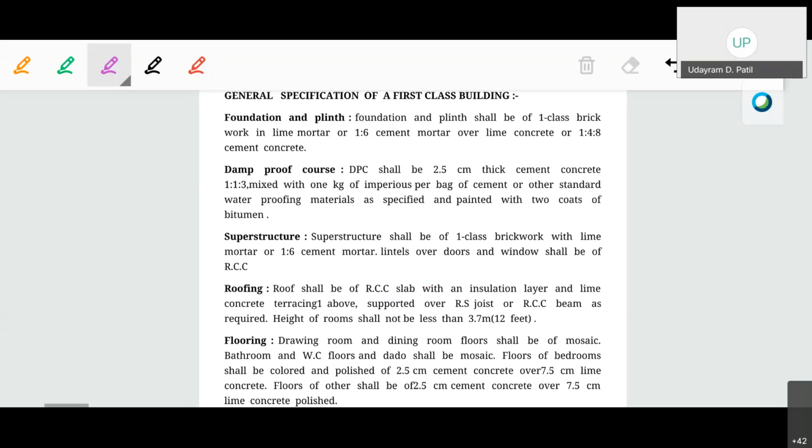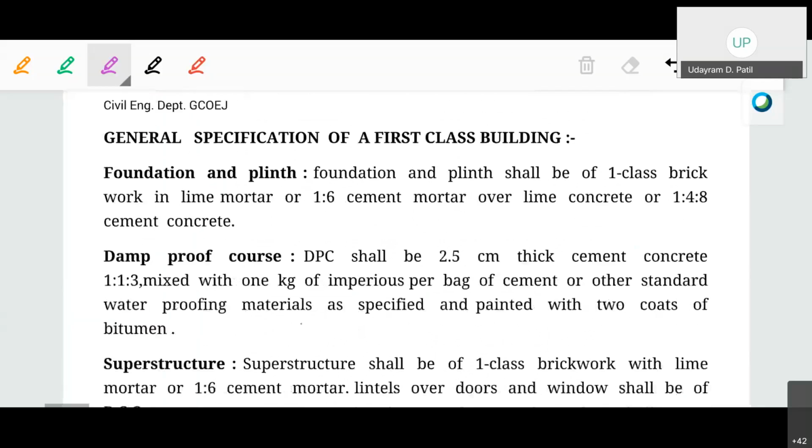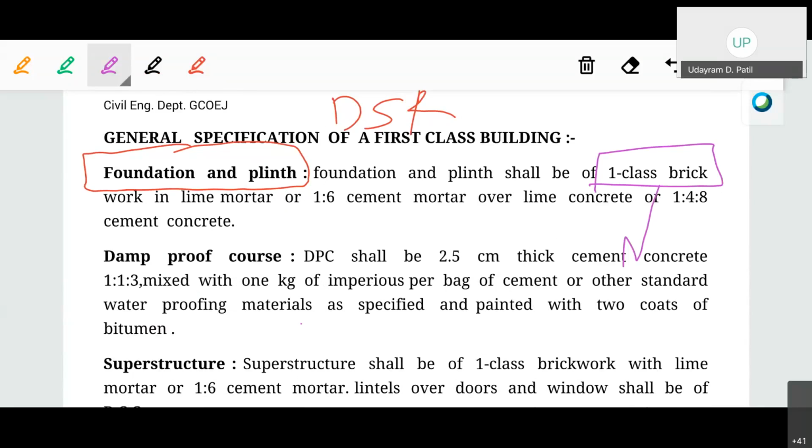So let's see first foundation and the plinth. Okay, now for the calculation of the cost, to get the rate from the तुमच्याकडे काही डीएसआर किंवा एसएसआर असेल त्याच्यामधून रेट घेण्यासाठी तुम्हाला काय लागेल. The foundation shall be of the first class brickwork in the lime mortar. Again remember that, as I say, the type of the brick, that is the first class brickwork, means the type of the brick will be first class brick. Okay, type of the brick तुम्हाला माहिती आहे, first class, second class आणि third class brick असतात आणि fourth class सुद्धा असतात. Okay, so that particular type will be the first class brickwork in the lime mortar.